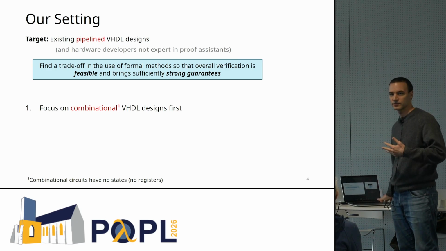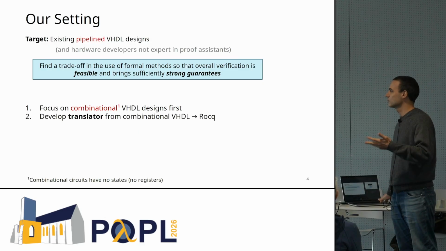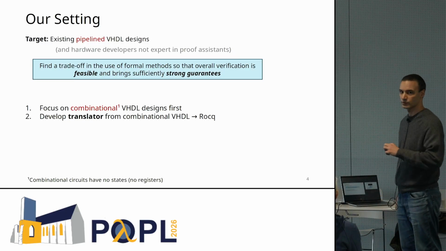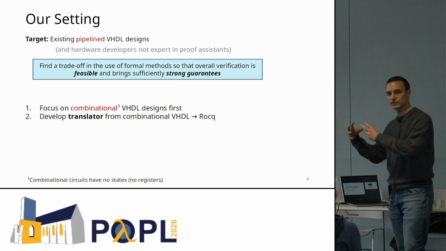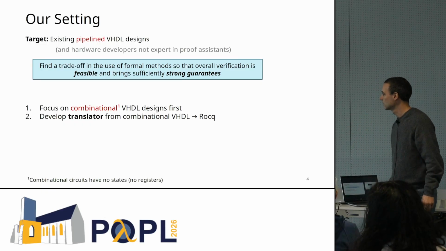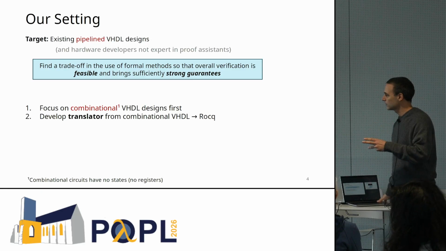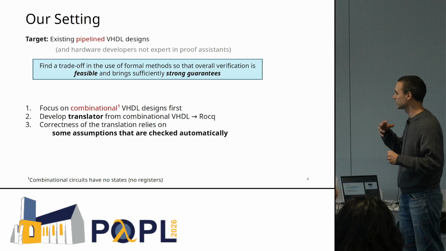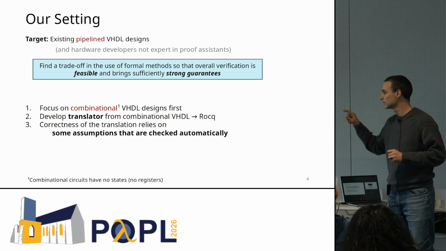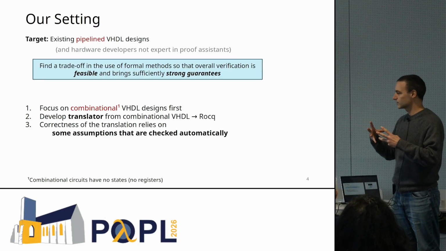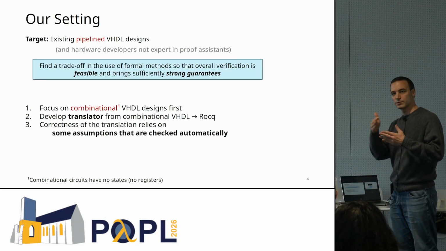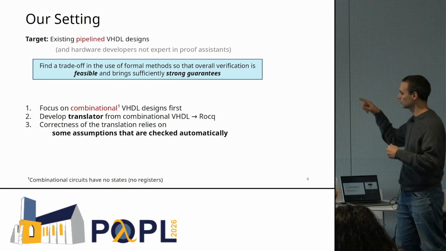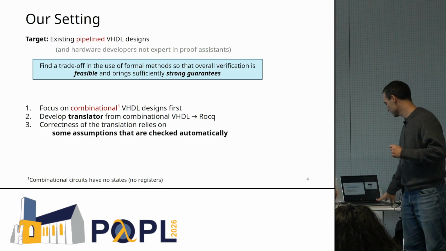This is a fragment of VHDL. So we developed a translator from some combinational fragment of VHDL to Rocq. So this comes with some formalization of the semantics. But actually, this translator makes several assumptions to simplify our work, which I will detail. Our translator is not only a translator, it also checks several properties of the design to make sure that indeed we can translate under assumptions. So I will focus on this just in a minute.